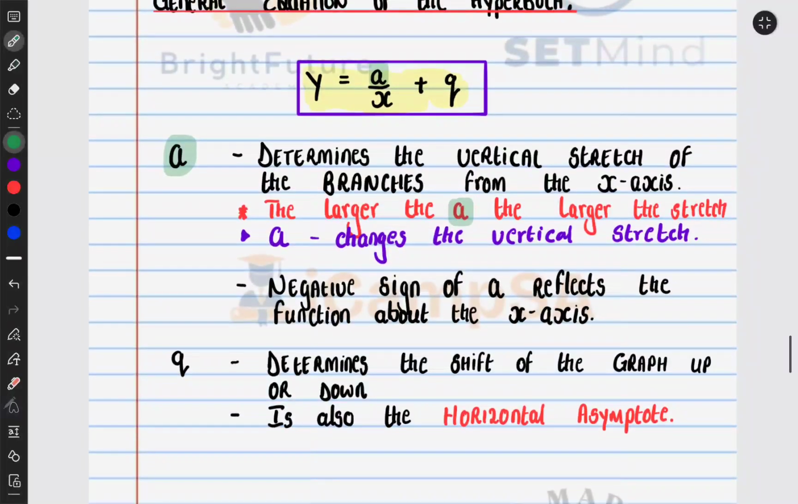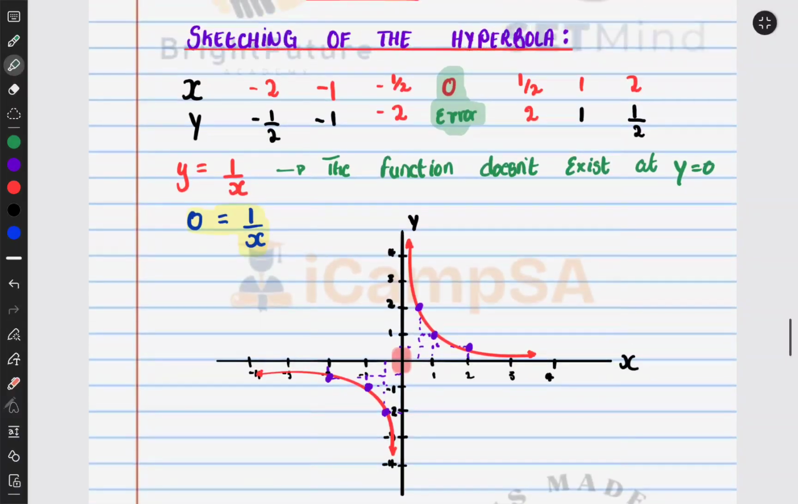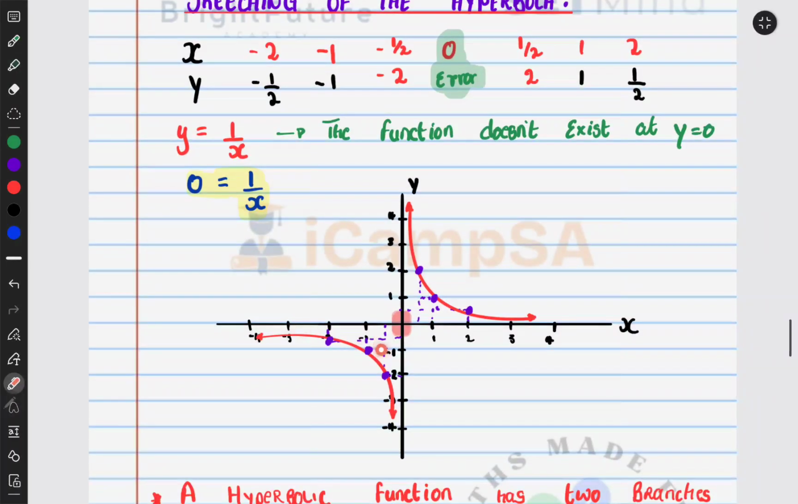Okay, and also we can change the sign of the value of a. When we have a negative sign, I think by now you should know that changing the negative sign simply reflects the function about the x-axis. So if we were to change the sign of this mother function, so instead of having y is equal to 1 over x, which produced this function, we change it to y is equal to negative 1 over x.